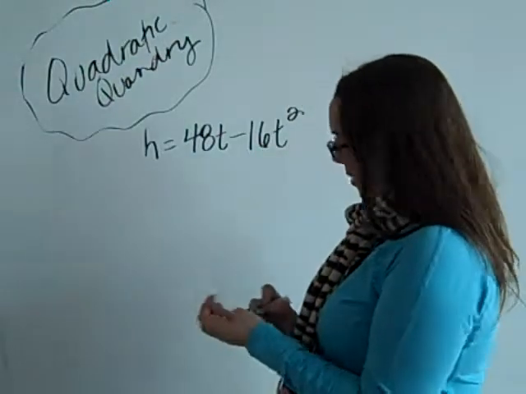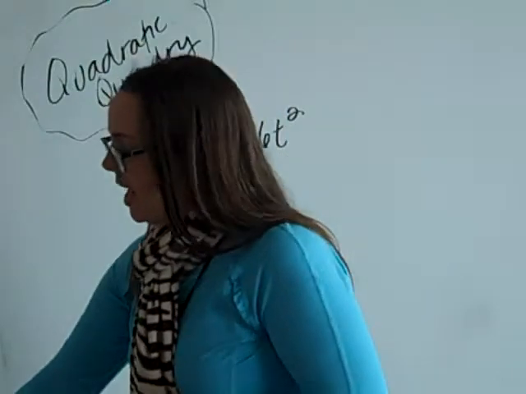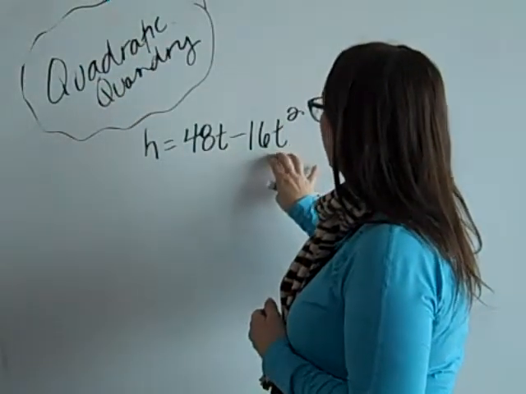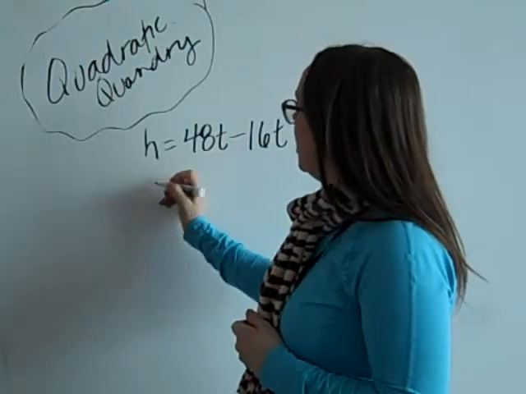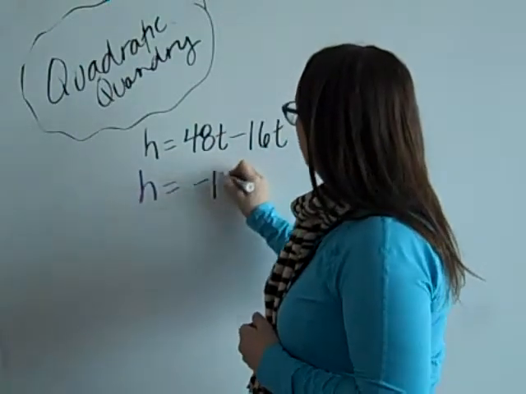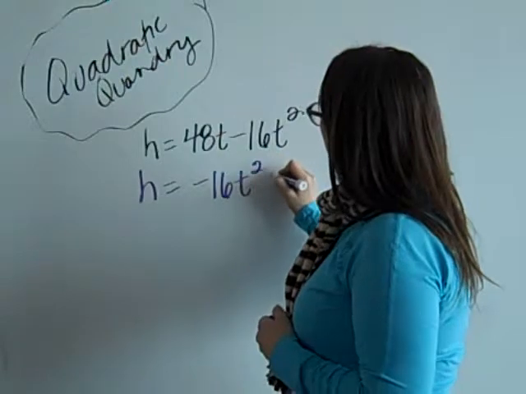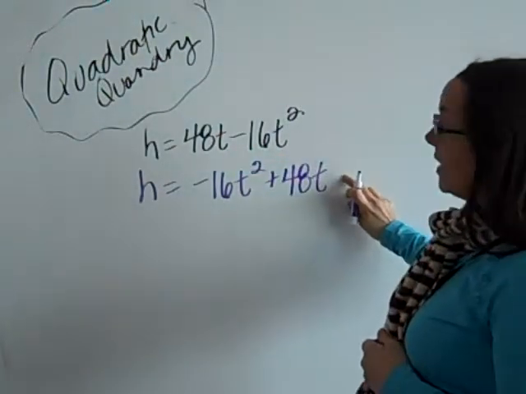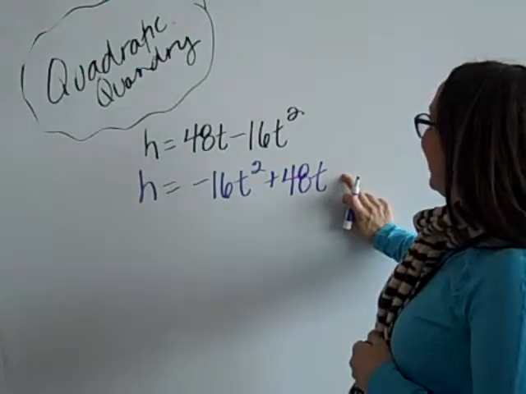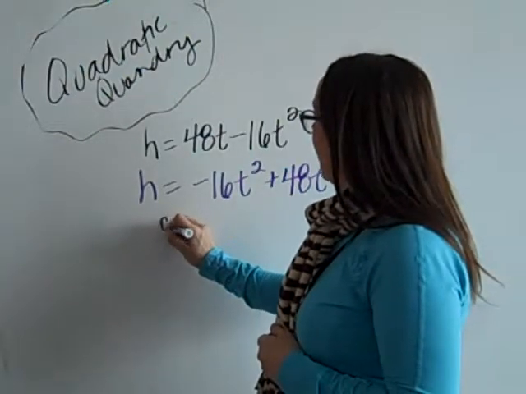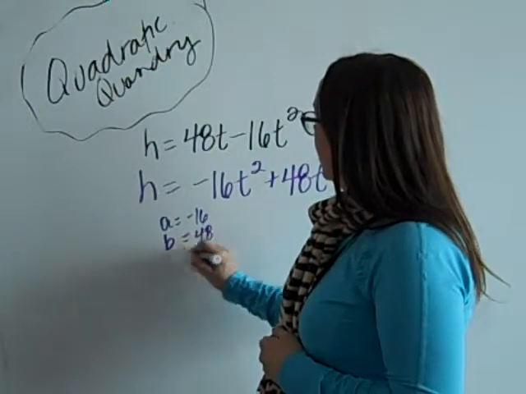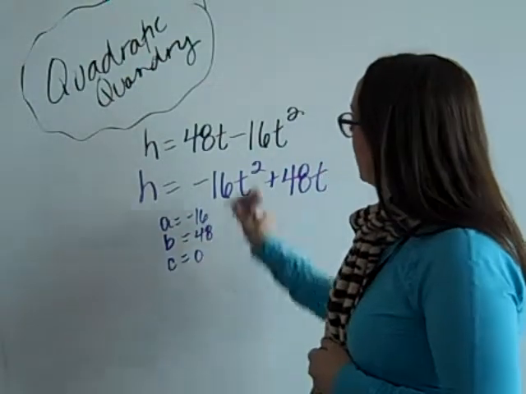A couple things about this function: first, it is not in standard form because our square is showing in the second term. We can easily rearrange it to write it in that expected standard form, and I could actually put a plus 0 here, and that would mean that my a value is negative 16, my b value is 48, and my c value would be 0.